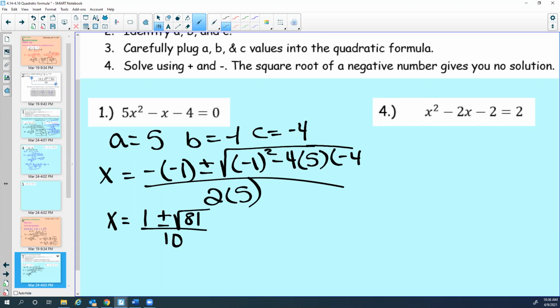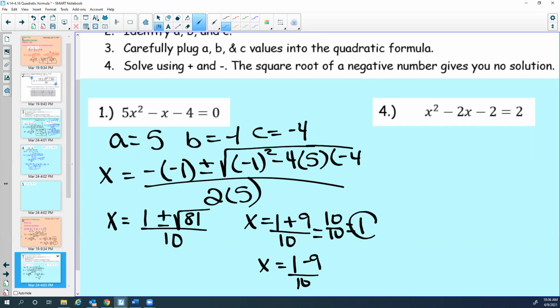So I get 1 plus or minus the square root of 81 plus 10. I'm going to end up with two answers. x equals 1 plus 9 over 10, and x equals 1 minus 9 over 10. I'm going to get 10 over 10, which is 1 for one answer, and -8 over 10, which is -4/5 for the second answer.